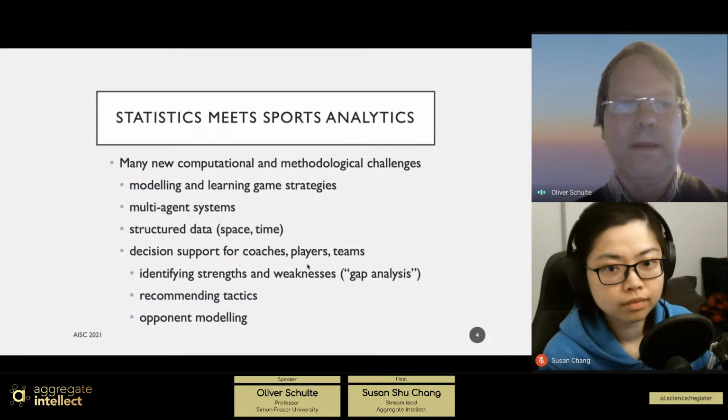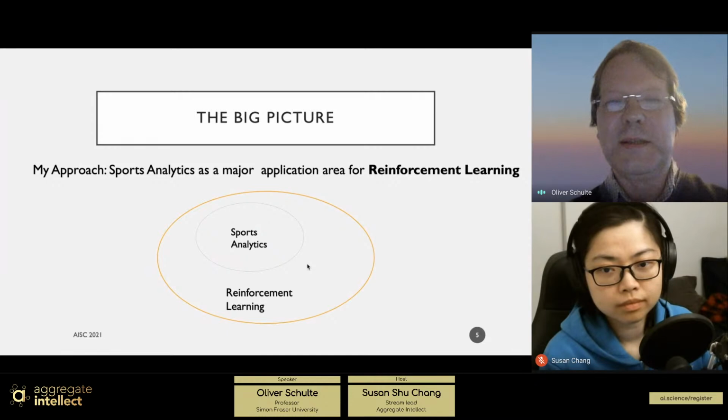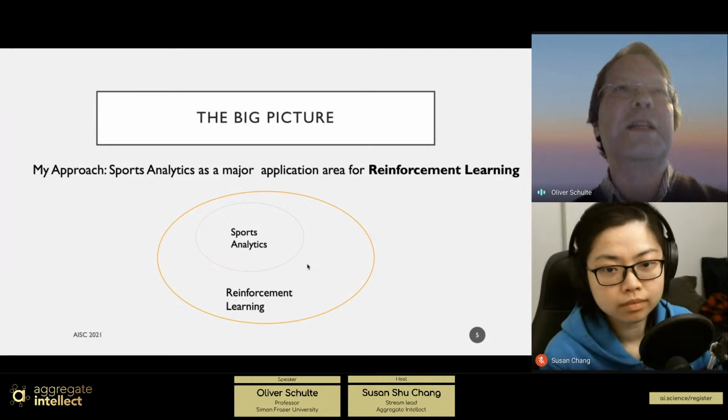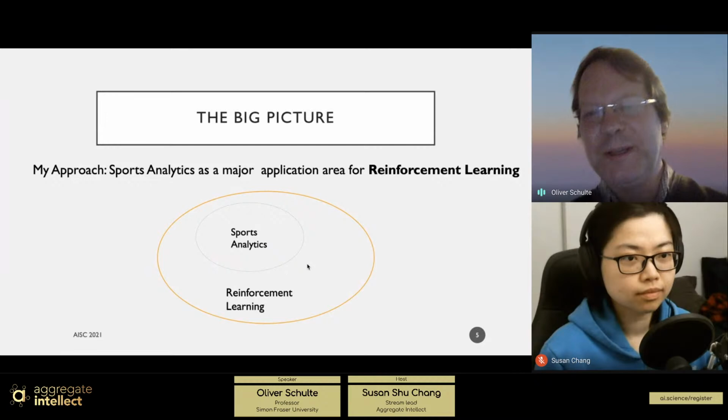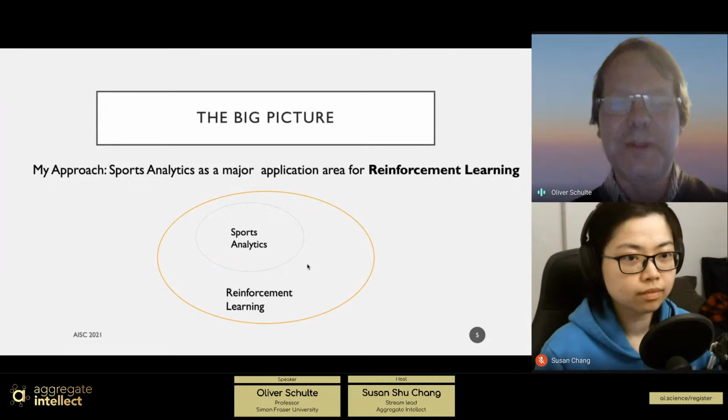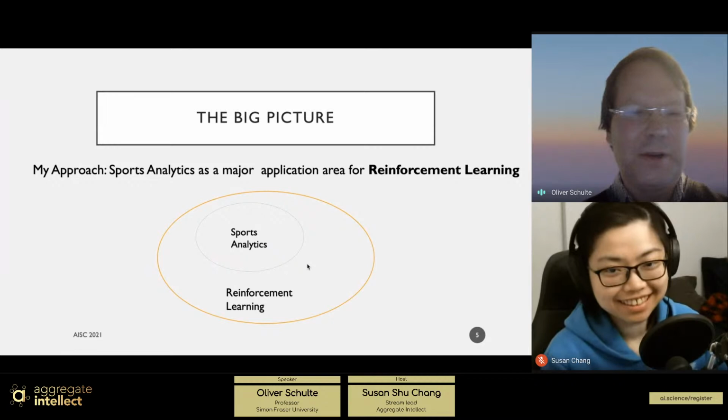So my own view is that sports analytics should be thought of as part of reinforcement learning, or more precisely, one of the major application areas of reinforcement learning. So I think that reinforcement learning has the resources to answer many, maybe all questions in sports analytics. So if there's one picture I'd like you to take away from this talk, it's this Venn diagram where you see sports analytics as part of RL.